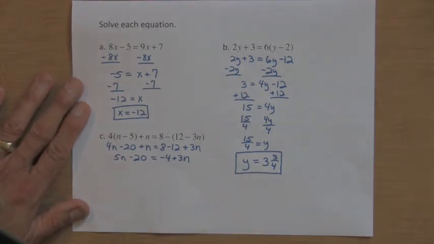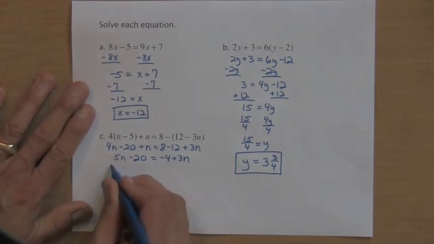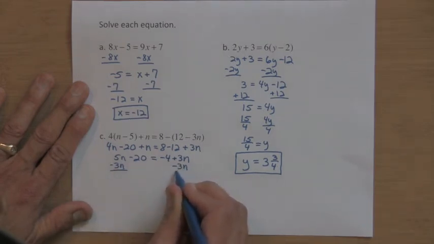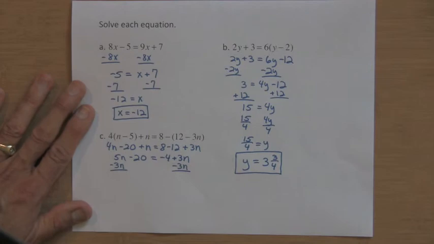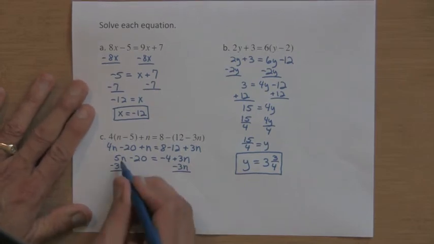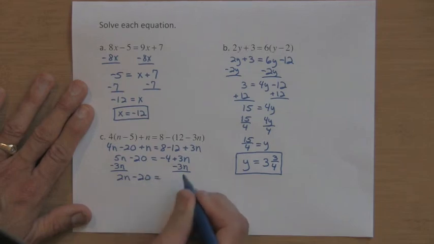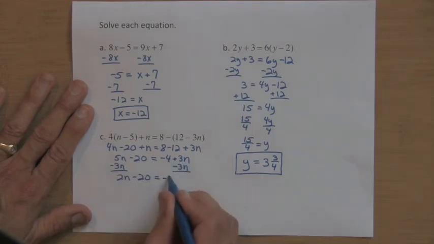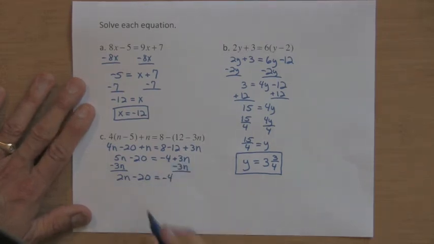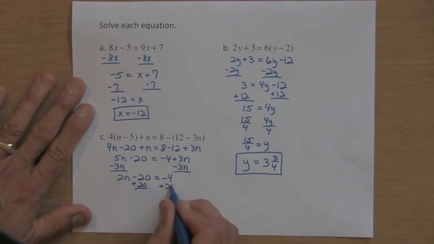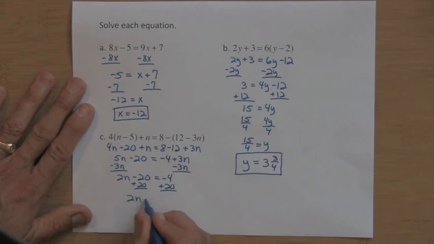And all the n's have to come to one side of the equal sign. I choose to subtract 3n to both sides. Keep that number in front of the n, the coefficient, a positive in my work. 5n minus 3n is 2n minus 20. And then I have 3n minus 3n is 0, but I also have negative 4. Add 20 to both sides to get 2n by itself. And I have 2n equals negative 4 plus 20 is 16.